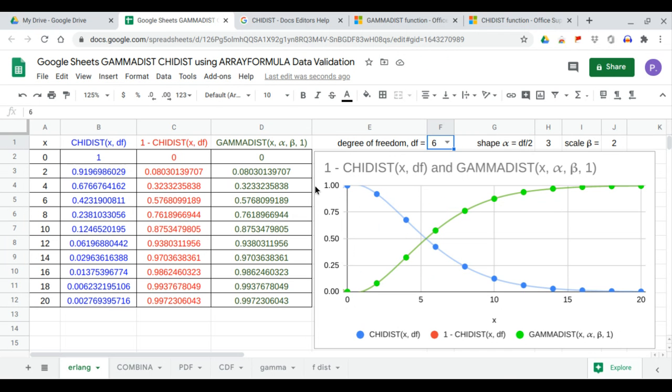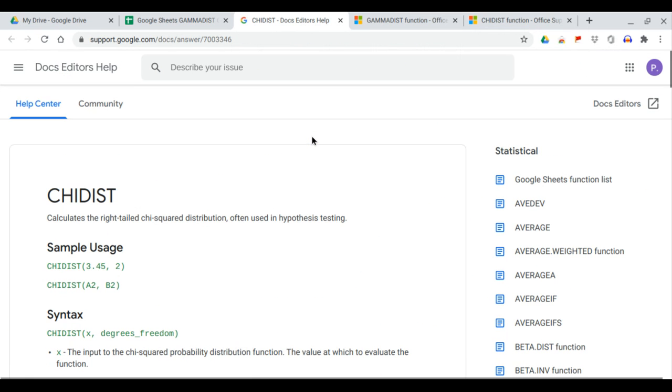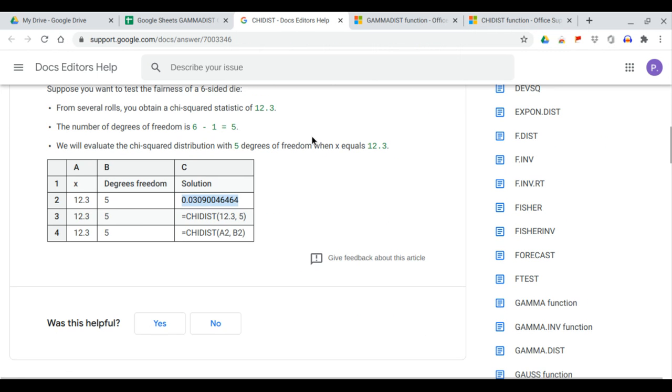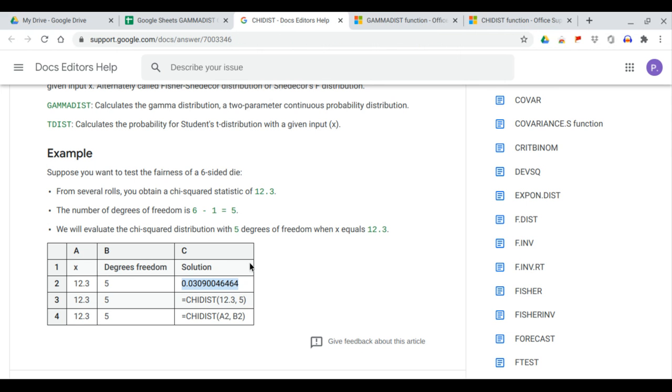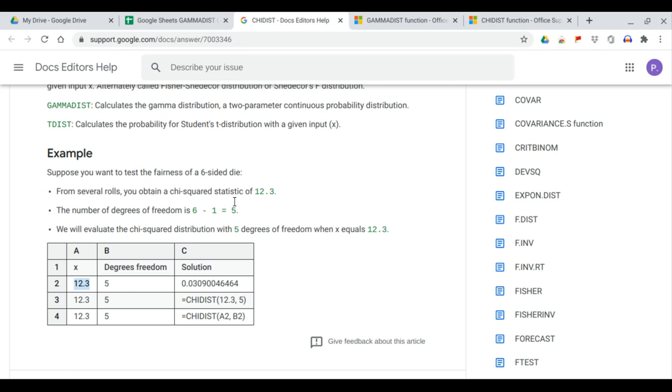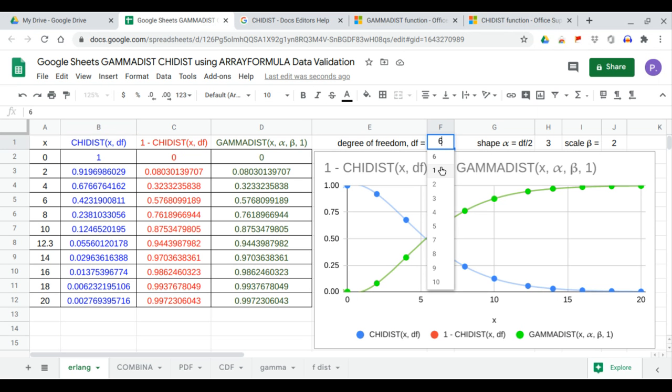Let's verify if what we're doing is correct. So from the example in Google Sheets, this is the GAMMADIST, and here's an example. 12.3, that's the value for x. Copy. We'll change that to 12.3. And degree of freedom is 5.